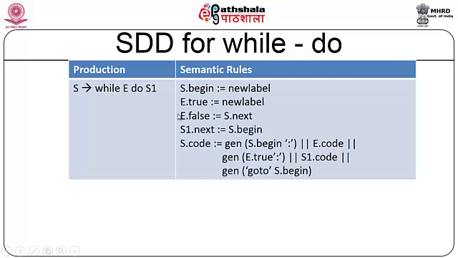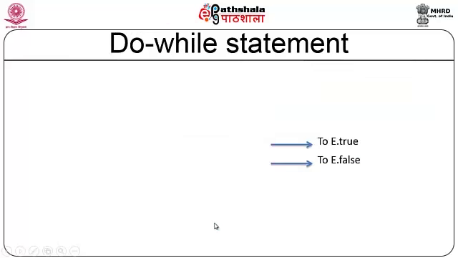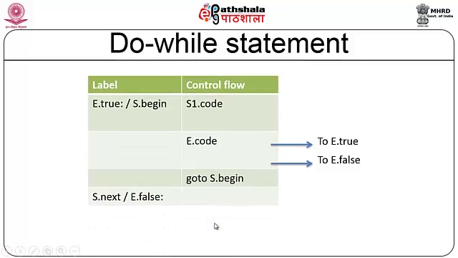This statement here, E dot false is equal to S dot next, is already going to take care of coming to the next statement if this expression evaluates to a failure, or other falsehood. If the expression is false, you will automatically come to this next statement. But since you have to go back, you issue an unconditional jump here, which is go to S dot begin. Now, the next one is the do while statement.